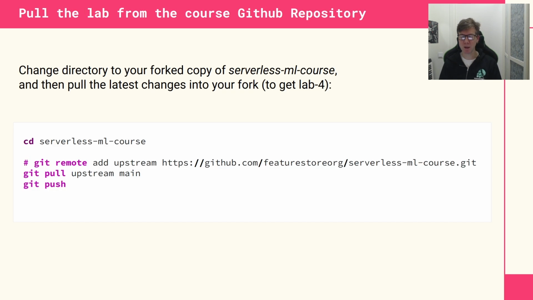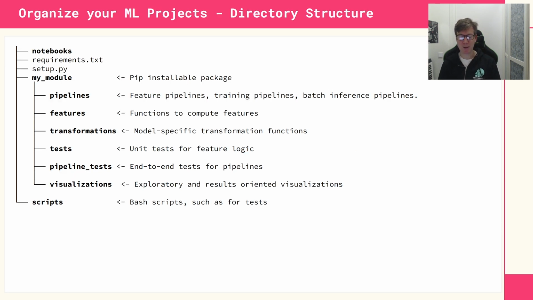So let's get started. Let's do the usual. We're going to retrieve any changes in the Serverless ML course since the last time you've pulled. So you just want to call git pull from upstream main, assuming you've called your upstream the course's GitHub repo. And let's get started.